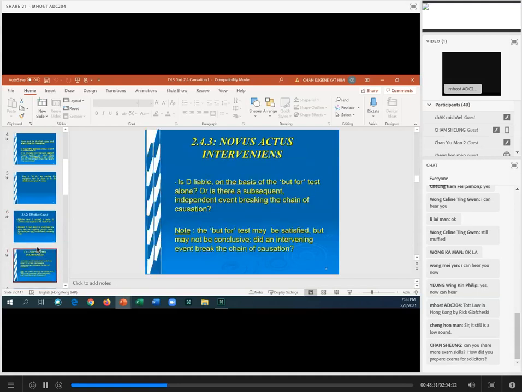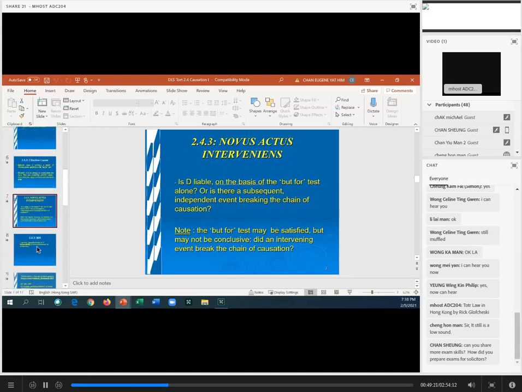Well, the court will look to see whether the second event is a novus actus interveniens. All right, Latin, I know. Novus is new, actus means act, interveniens means intervenes. So what happens here, there's more than one possible cause. How does the court decide what is the effective cause?